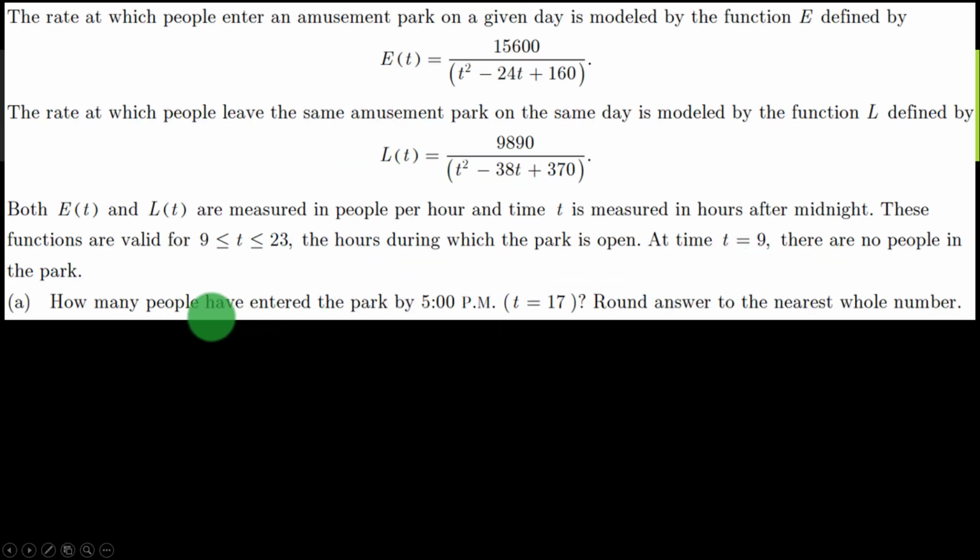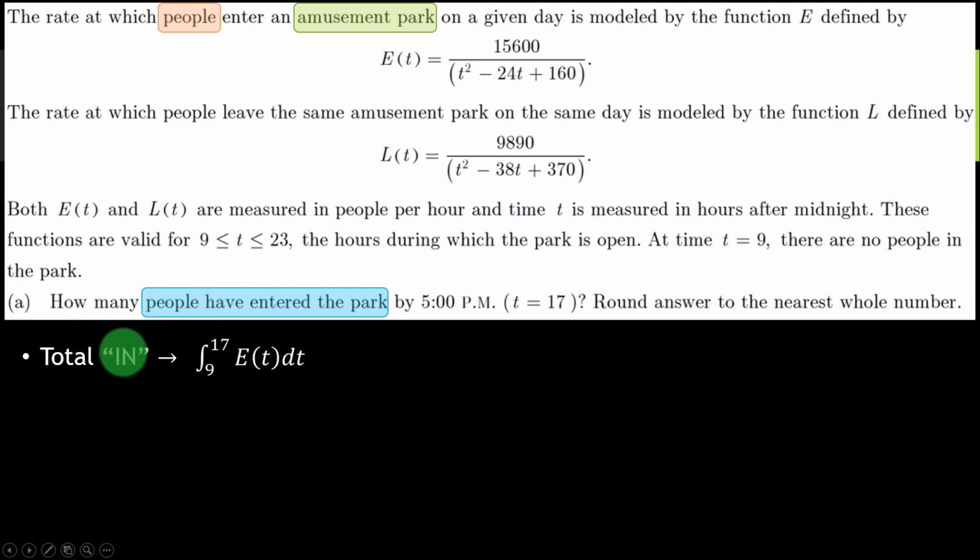Alright, part A. How many people have entered the park by 5 p.m., which really means that T is 17. And round our answer to the nearest whole number. Okay, so we got people as our population, and amusement park is the location. And we want to know how many people have entered the park.